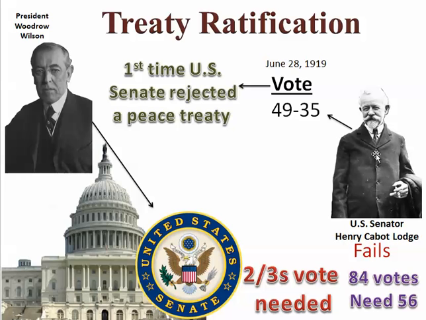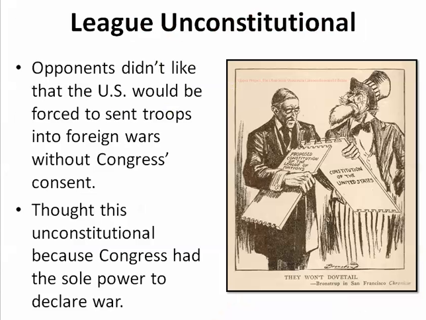A lot of people, like Senator Henry Cabot Lodge and these irreconcilables, felt that being a part of the League of Nations was unconstitutional. And here's a little cartoon that shows Uncle Sam. The Constitution of the United States is like a puzzle. It doesn't fit in with the proposed League of Nations Constitution. They thought it was unconstitutional because the League could send U.S. troops into war without Congress's consent. And a lot of Americans felt that that was unconstitutional because only Congress had the sole power to declare war.